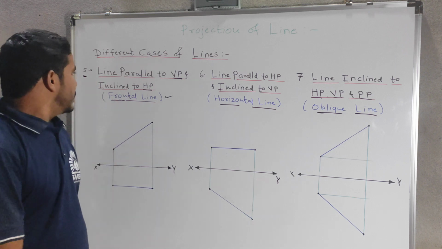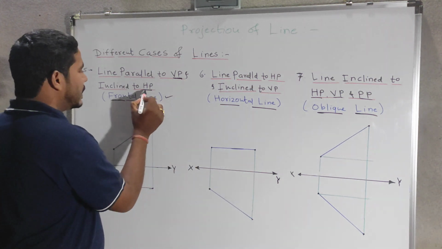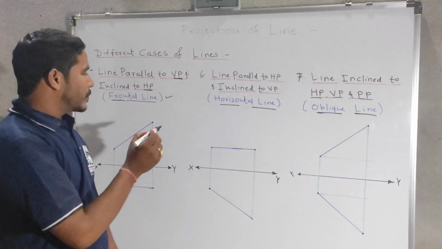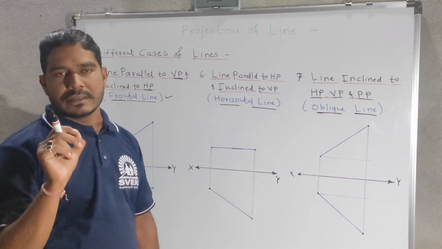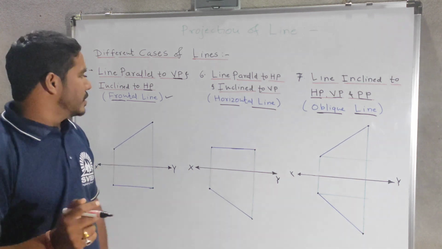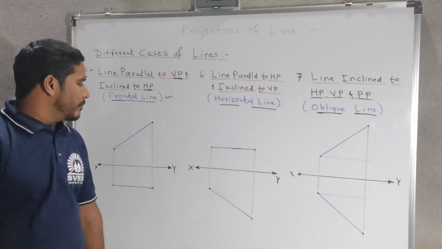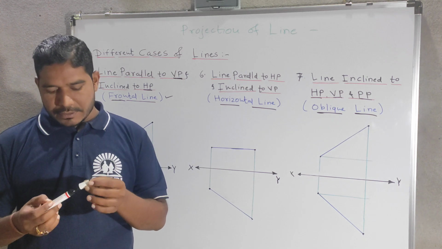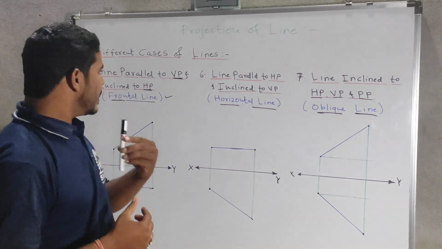The 5th case is the line parallel to the VP and inclined to the HP, and this line we call a frontal line. It is a very important concept, and there are many types of questions that can be asked on the frontal line. You will see the actual position of this line, the line parallel to it.